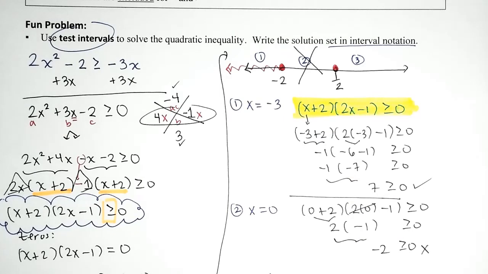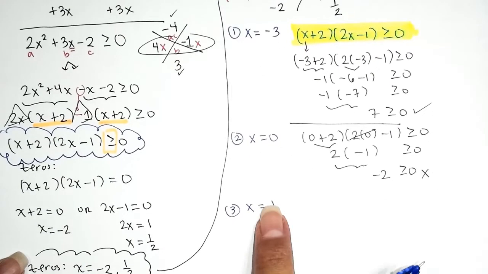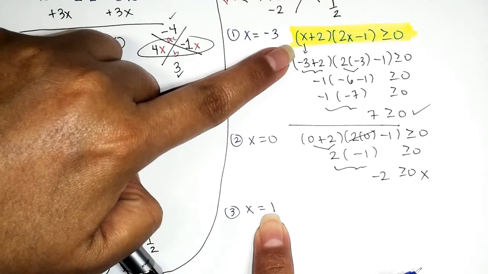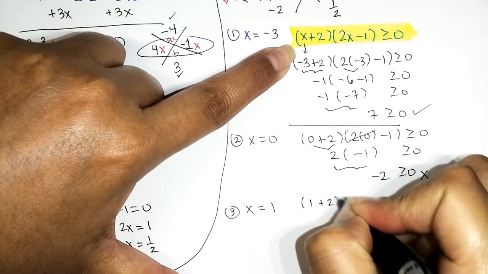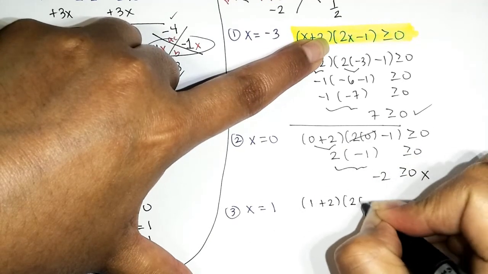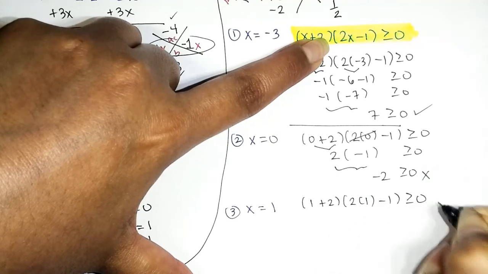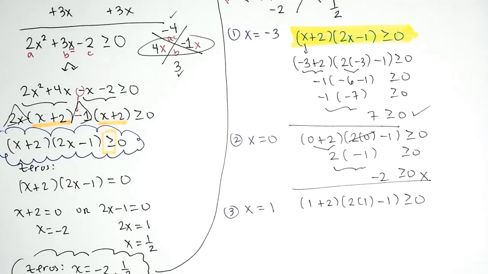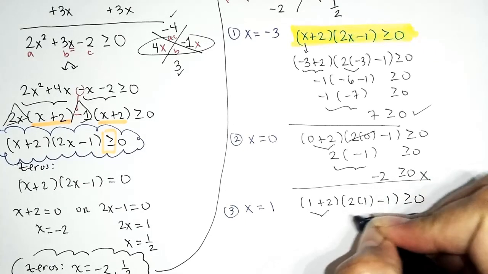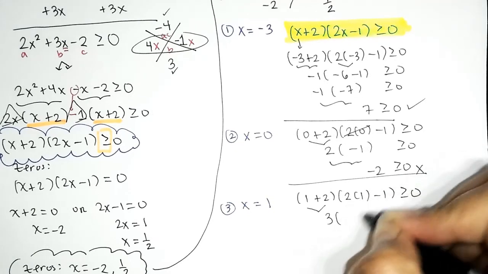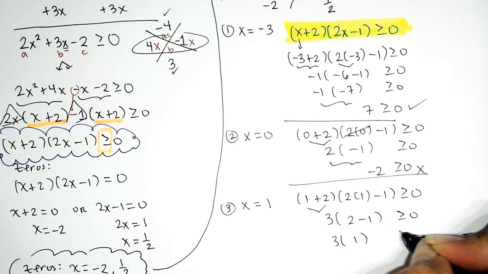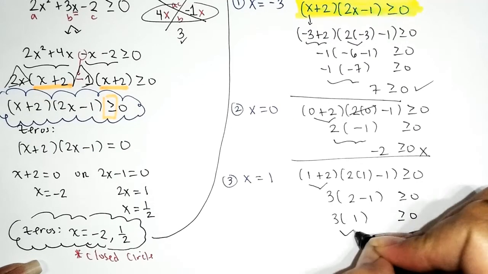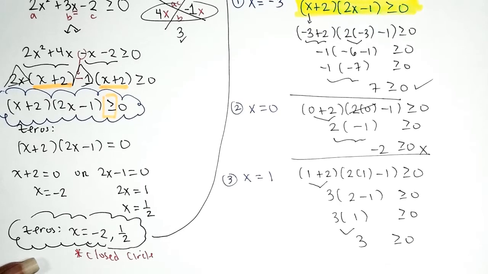All right, so let's go back to what we need. Okay, so you want to know, is 1 a solution? Let's go ahead, plug it in. So we have x, which is 1, plus 2 times 2 times x minus 1. And I need to know, is that greater than or equal to 0? So let's simplify. Sum of 1 and 2 is 3. Product of 2 and 1 is 2. Difference of 2 and 1 is 1. And product of 3 and 1 is 3. So the question of the hour is, is 3 bigger than 0? And the answer is yes.